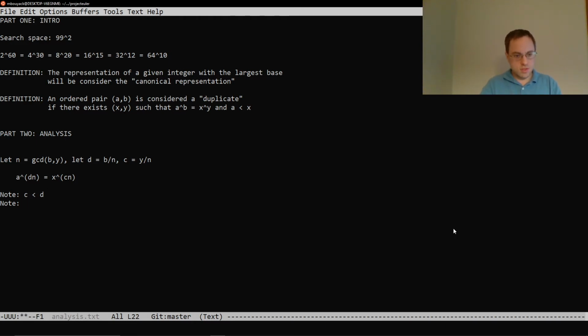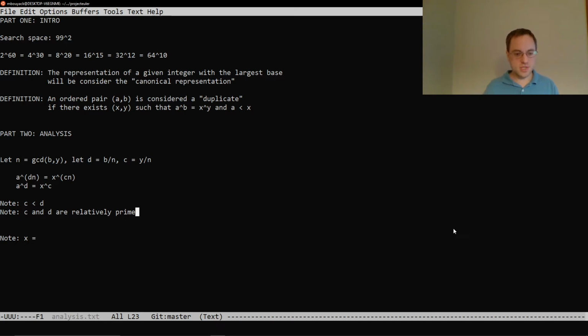Before we go on, the advantage of this approach is that it lets us take both sides of our equation to the 1 over nth power. That is, taking the nth root of both sides of our equation. And so that's going to give us a to the d is equal to x to the c. We'll also note that c and d are relatively prime.